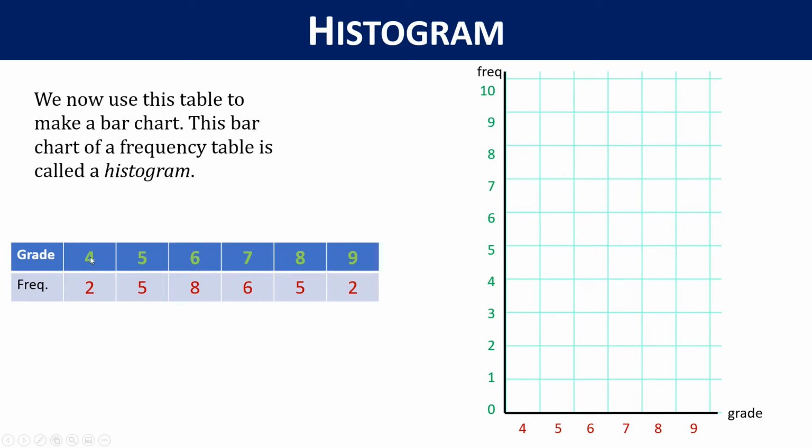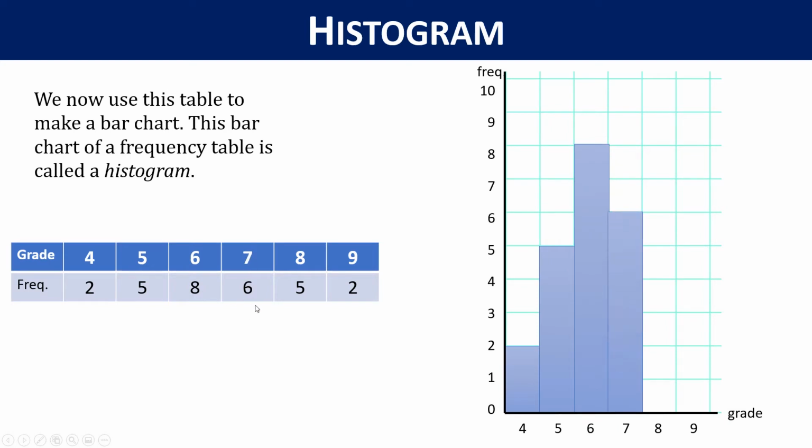So a grade of 4 has a frequency of 2, 5 has a frequency of 5, 6 occurs 8 times, 7 occurs 6 times, 5 students had an 8, and 2 students had a 9. So that's quite a simple procedure, I would say, and this chart now provides the same information as that list of numbers that we started with, in a much more convenient way.